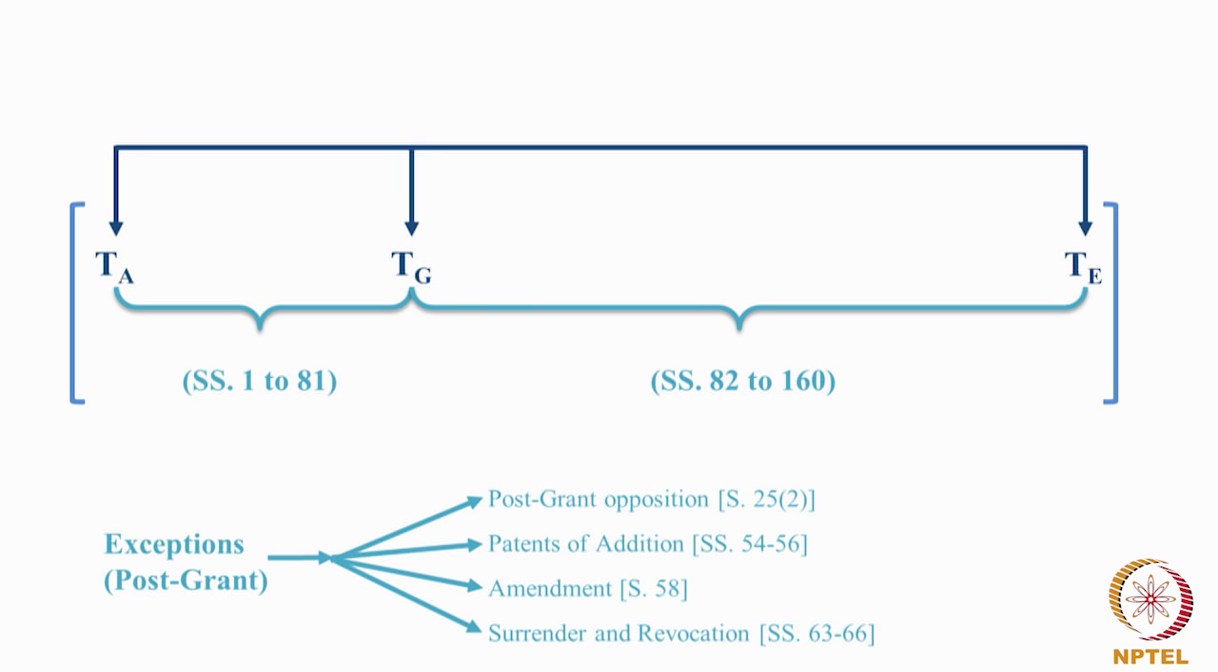The events between TA and TG are referred to as patent prosecution, things that happen at the patent office, and the events that occur between TG and TE are referred to as patent enforcement, events that happen in the district court, the High Court, or the Intellectual Property Appellate Board.